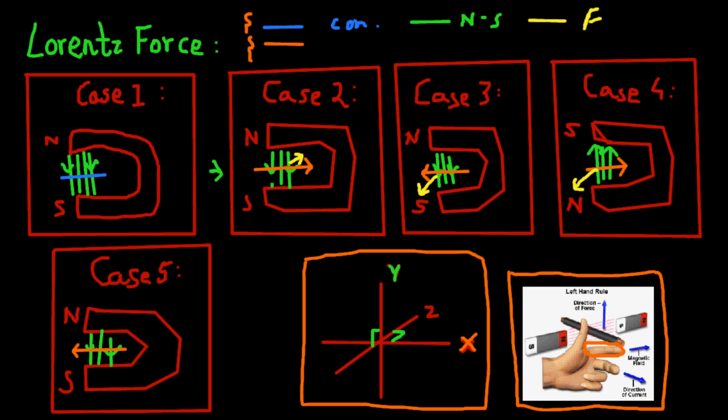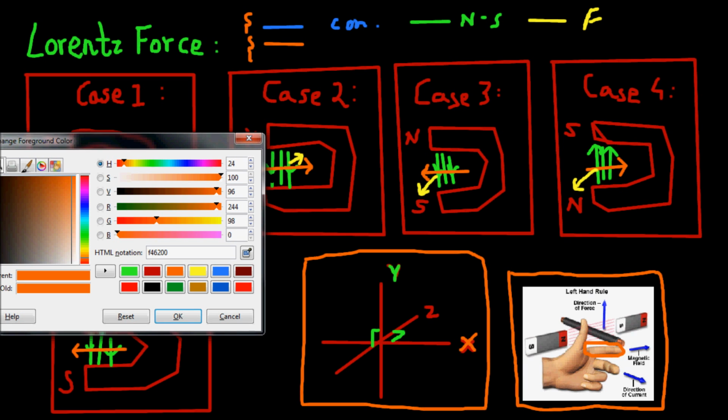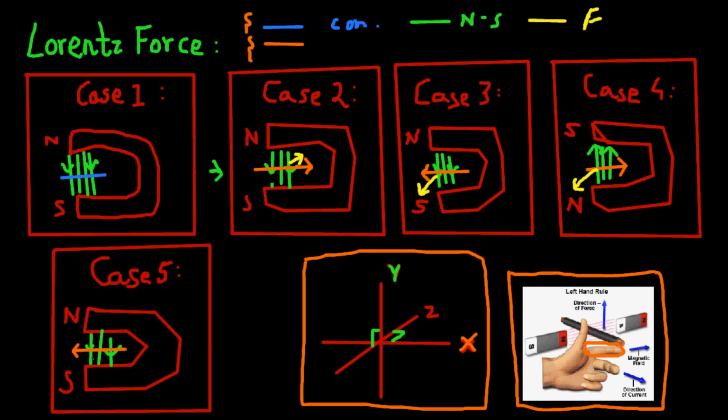So it's clear from these cases that if you reverse the direction of the magnetic field lines, the direction of force will also be reversed. If you reverse the direction of current, the same thing will happen.